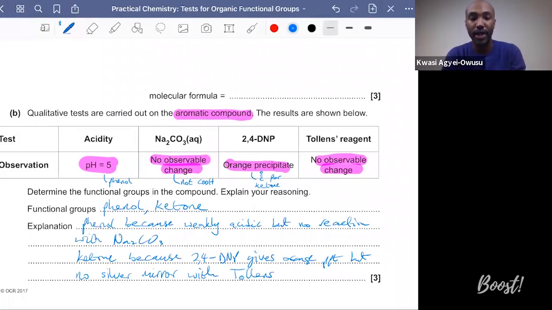With Tollens. Okay, so that's the sort of question that you would be required to answer as far as qualitative tests or functional groups go. It's not just a case of being able to recall and recite the test carried out and the observations made, but you've got to be able to apply your knowledge to a scenario that requires you to identify particular groups in a mystery compound.